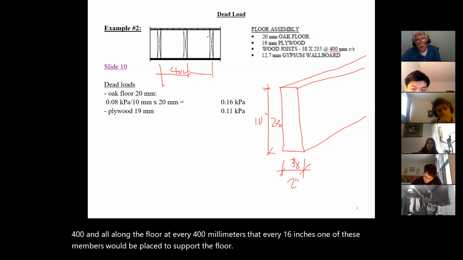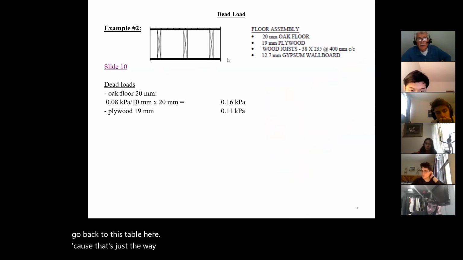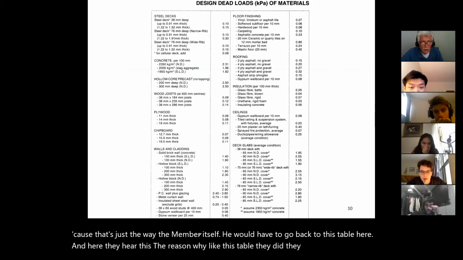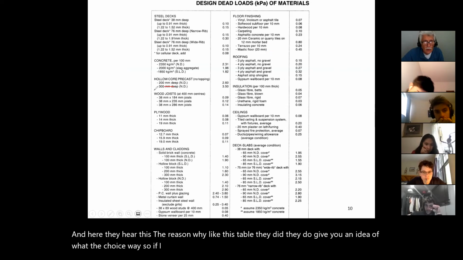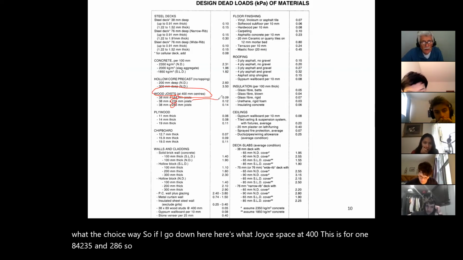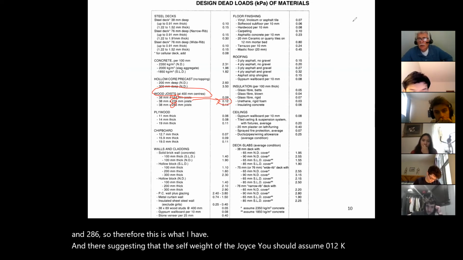Okay, so now you want to know what's the self weight of these members. Well, if I go back to this table here, because this is the way, the member itself, you'd have to go back to this table. The reason why I like this table is they do give you an idea of what the joist weighs. So if I go down, here's wood joists spaced at 400. This is for 184, 235, and 286. And they're suggesting that for the self-weight of the joist, you should assume 0.12 kPa. And that's where we get the value for the wood joist.